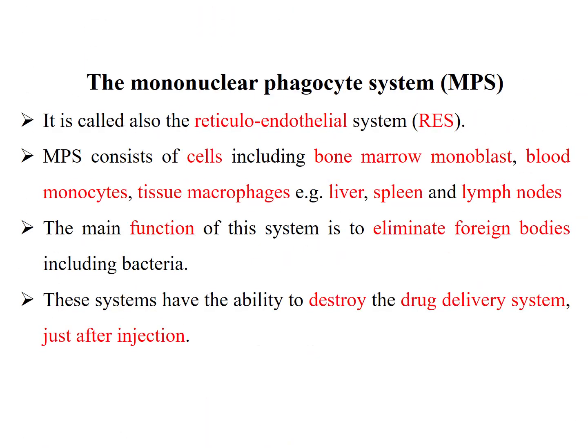The mononuclear phagocyte system, also known as the reticuloendothelial system, consists of bone marrow monoblasts, blood monocytes, and tissue macrophages found in the liver, spleen, and lymph nodes. Its main function is to eliminate foreign bodies, including bacteria, and it can destroy drug delivery systems after injection.